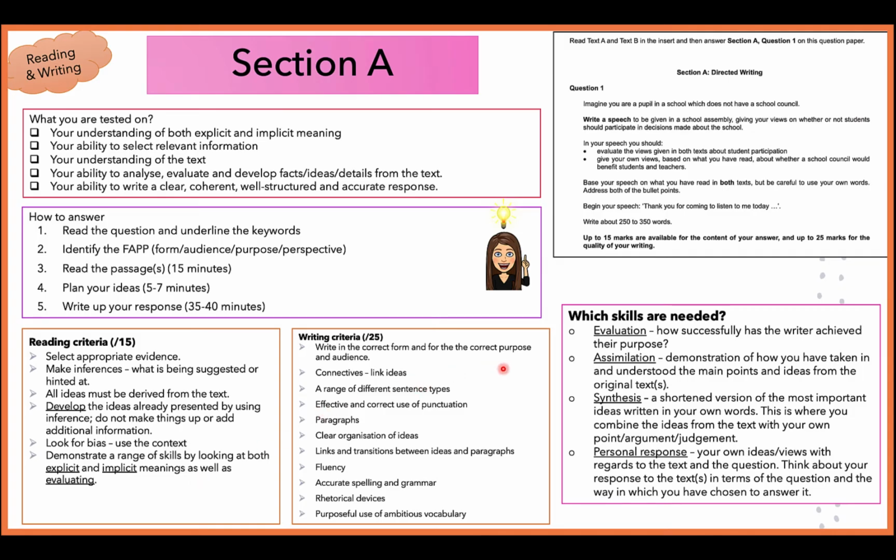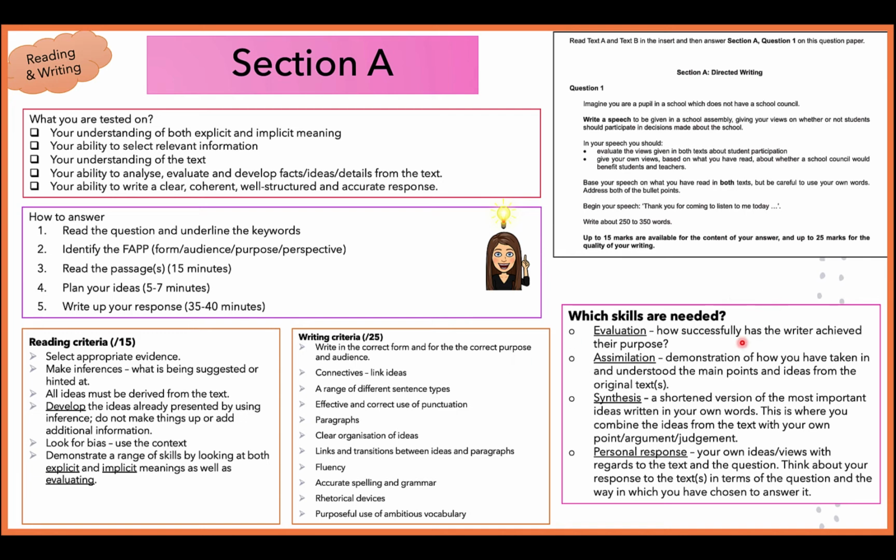Now, your writing criteria. Make sure that you're writing in the correct form for the correct purpose and audience, using connectives to link ideas, a range of different sentence types, correct and effective use of punctuation, and clear paragraphs. Your paragraphs will help you with clear organisation of ideas and make sure that there's a structure to what you're writing. Links and transitions between ideas and paragraphs. Make sure everything is fluent and clear. Accurate spelling and grammar. Rhetorical devices throughout, which actually help you with the type of writing that you're being asked to do here. And purposeful use of ambitious vocabulary.